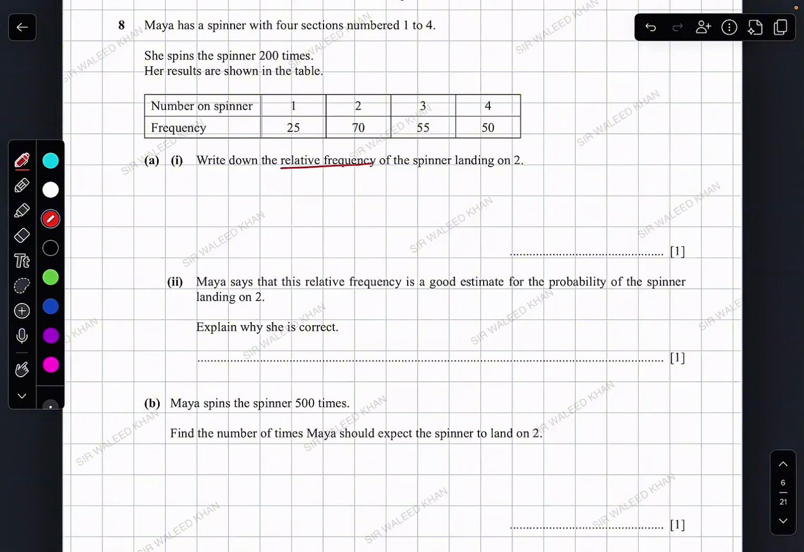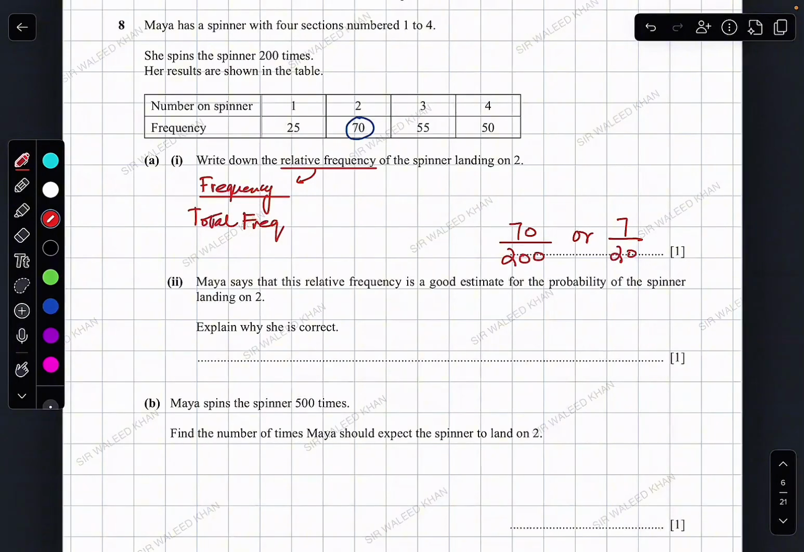Relative frequency, for those who still struggle with this, is the same as how you calculate the probability. So favorable outcome, the frequency of the one they are referring to, divided by the total frequency. So the spinner landing on 2, that is 70. So 70 by 200. You can keep your answer like this, or you can write it as 7 by 20.